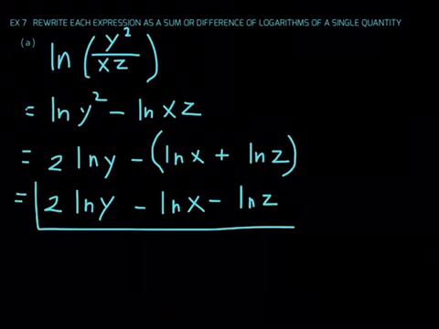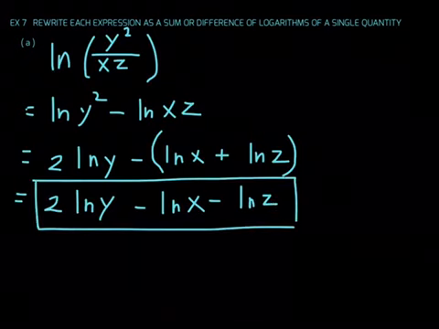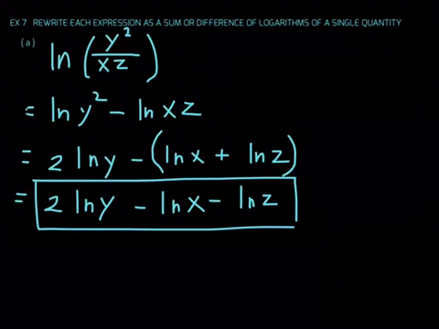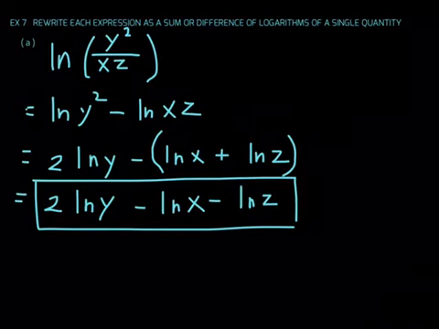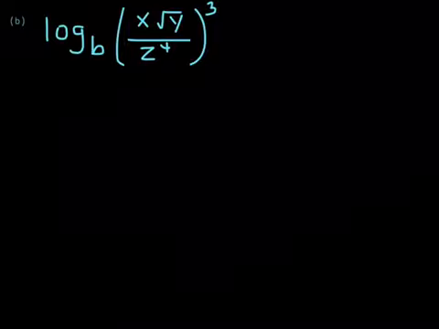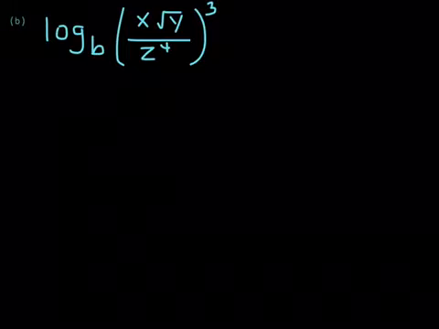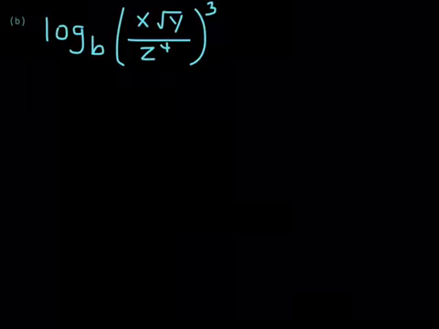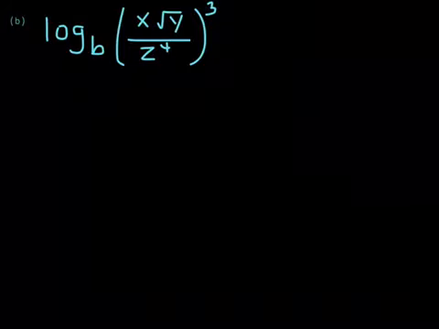Notice that you have 3 different logarithms and they're all of a single quantity. It's the natural log of just y, the natural log of just x, the natural log of just z. Okay? All right, guys, let's try another one just like this one. This one seems way more involved. We got log base b of a bunch of stuff: x times the square root of y, all divided by z to the 4th power. All of that raised to the 3rd power, or all of that cubed.